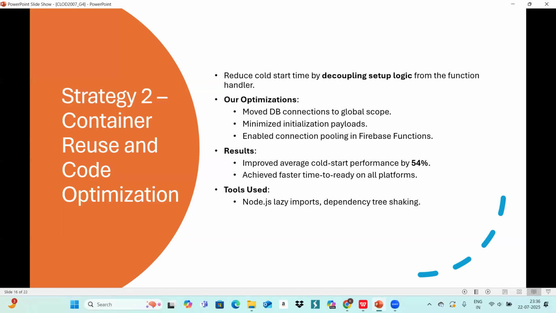The results we came across: we achieved a 54% improvement in average cold start time. All platforms became more responsive, especially when the function was reused across multiple invocations. This strategy works without extra cost, making it ideal for production environments where warm and cold invocations happen frequently.